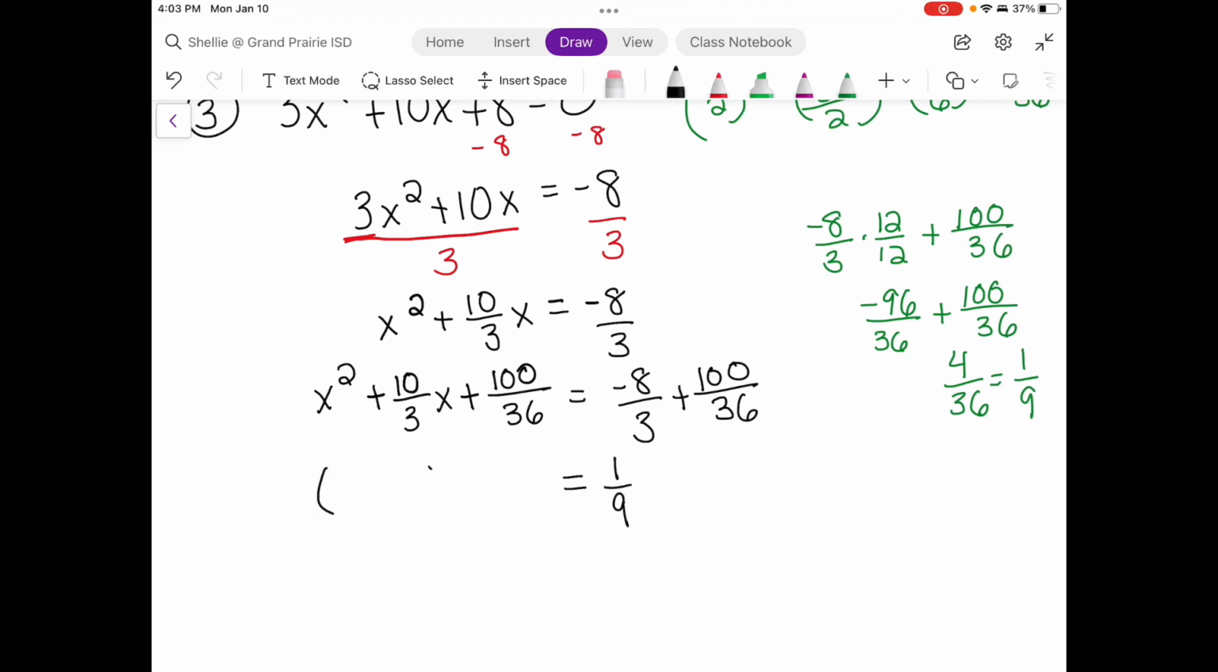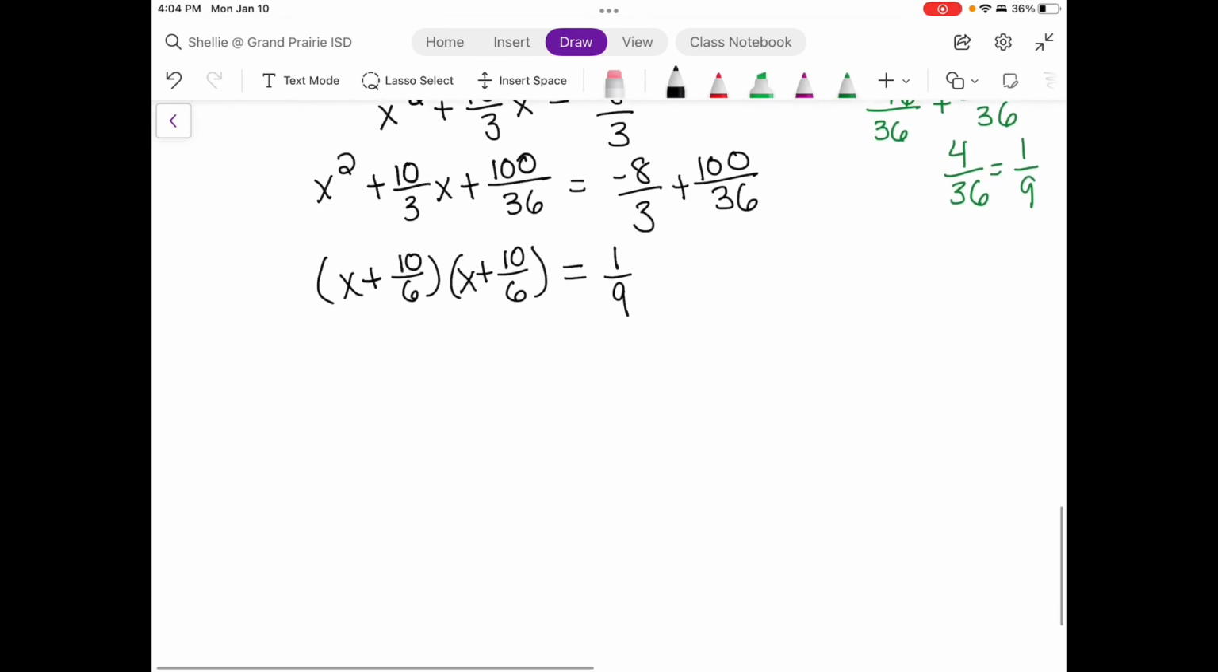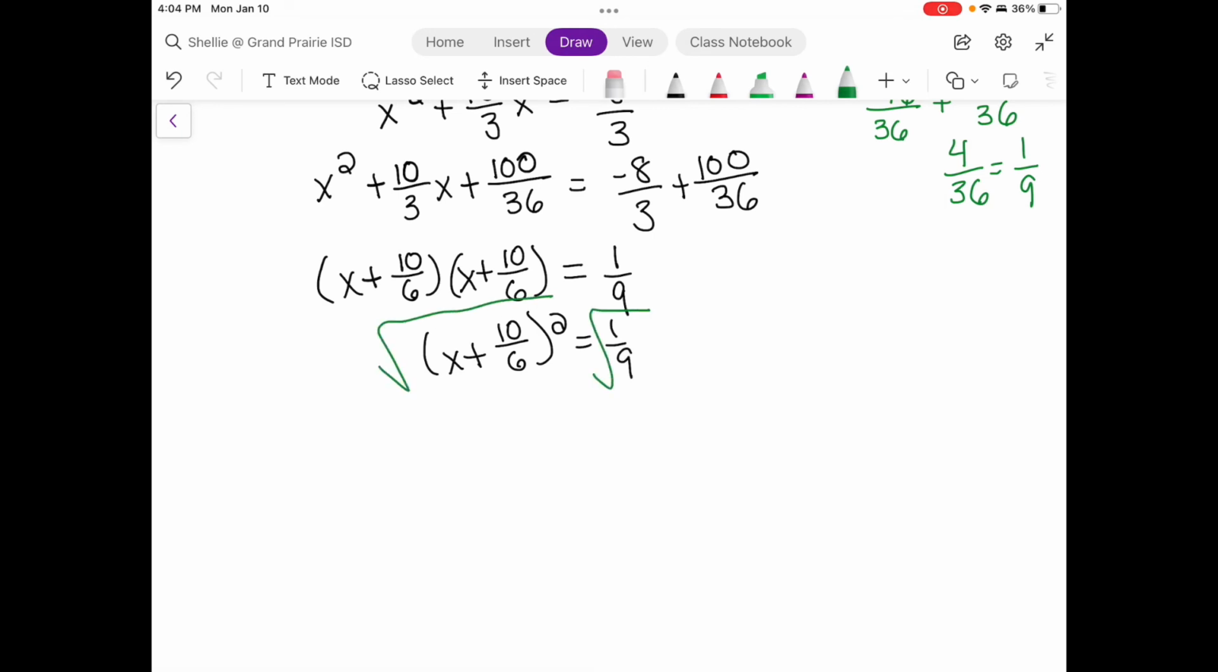I'm going to come over here and factor this. So I need two numbers that multiply to give me 100 over 36 and add to give me 10 over 3. So I'm going to go, it's got to be 10 over 6. I'm going to guess 10 over 6, 10 over 6, and I need them both to be positive. All right, I'm going to go ahead and rewrite that. So that's x plus 10 over 6 quantity squared equals 1 over 9. I'm ready to go ahead and take the square root of both sides.